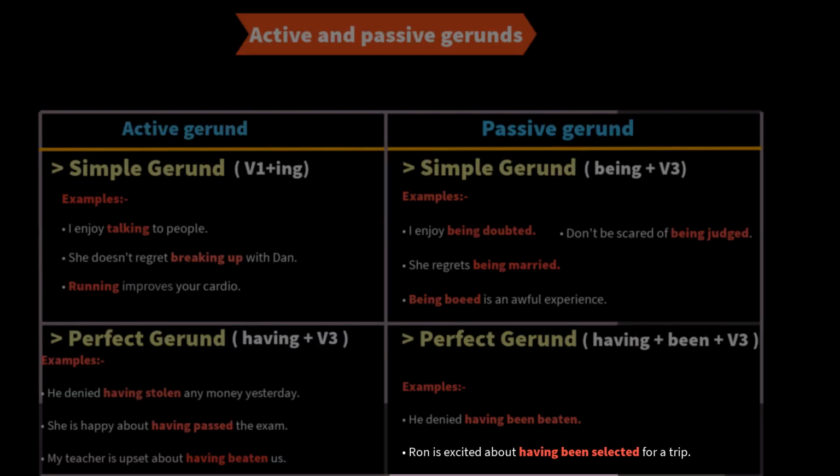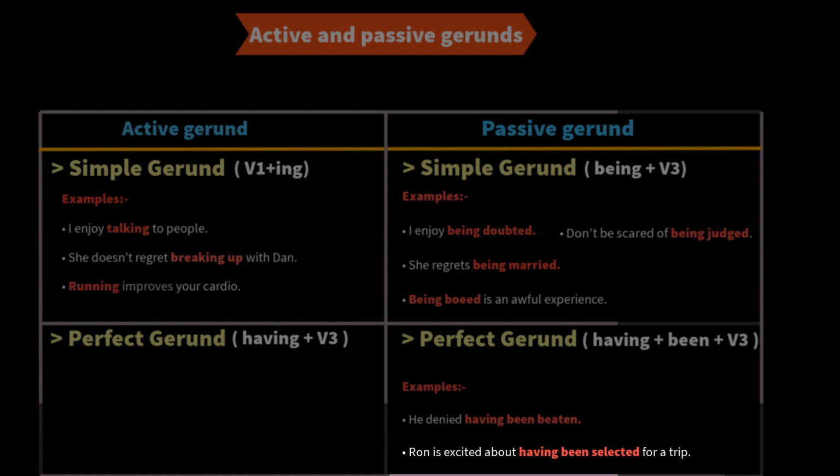Let's look at the last example. Ron is excited about having been selected for a trip. Ron is excited about what? Having been selected. He has been selected for a trip. Amazing for him. Good for him. So, having been selected is our gerund. Is he doing the action? No. Somebody else has done this, and that is why we're using a passive form of a perfect gerund. Why passive? Because somebody else is doing it. Why perfect? Because the time has already gone.